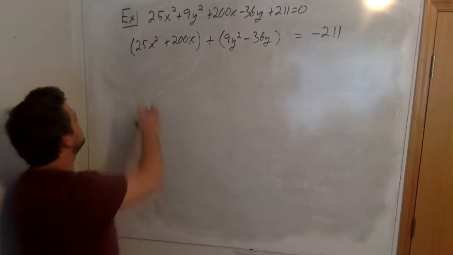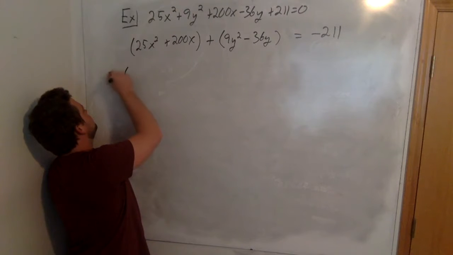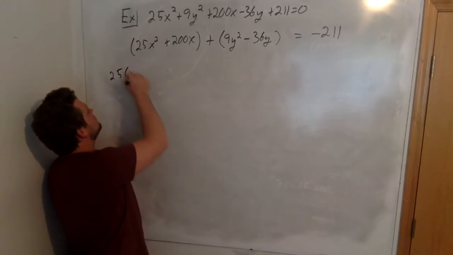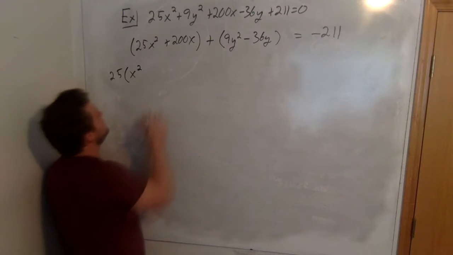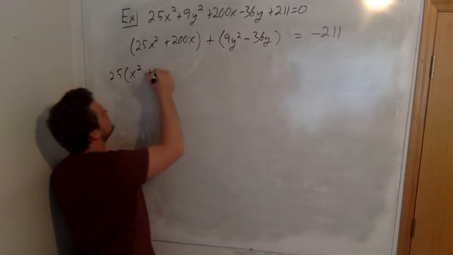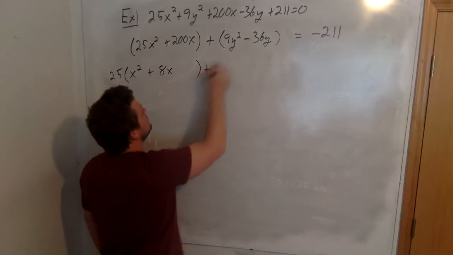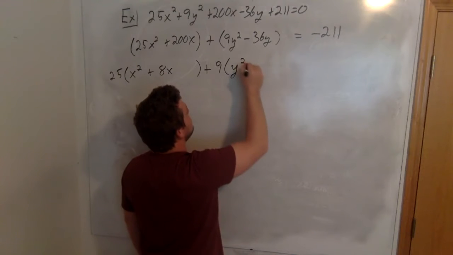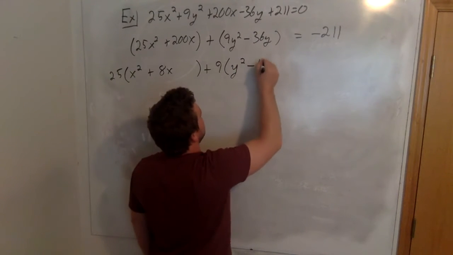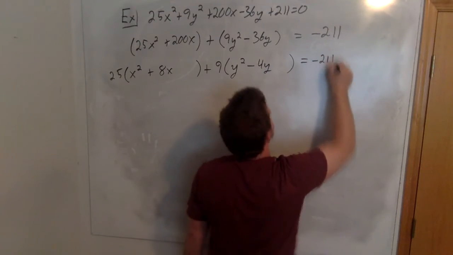All right. Let's factor out the 25 out of this first set of parentheses, so we'll get 25 times, let's see, 25 goes into 200 8 times, so x squared plus 8x. We'll leave ourselves a little bit of room. Plus, let's factor out that 9. We'll be left with y squared minus, what, 4? 9 goes into 36 4 times. Equal to negative 211.